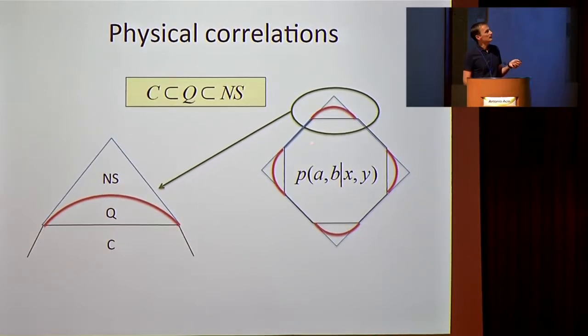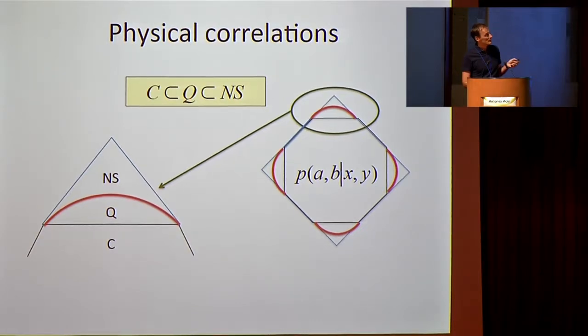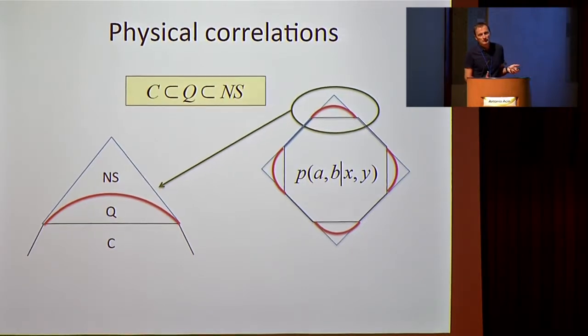If you zoom in on this region, it's proven that the set of classical correlations is strictly smaller than the set of quantum correlations, which is strictly smaller than the set of no signaling correlations. I'm not going to work here. I want to work with quantum correlations, so I'm going to work in this part of the region.